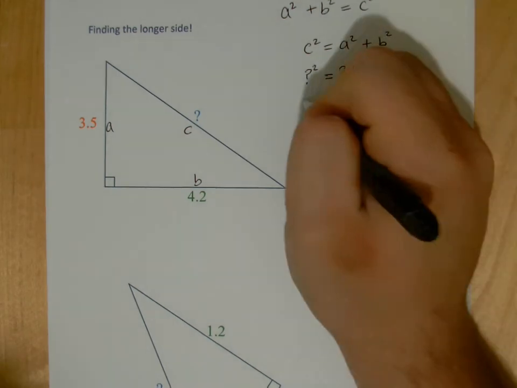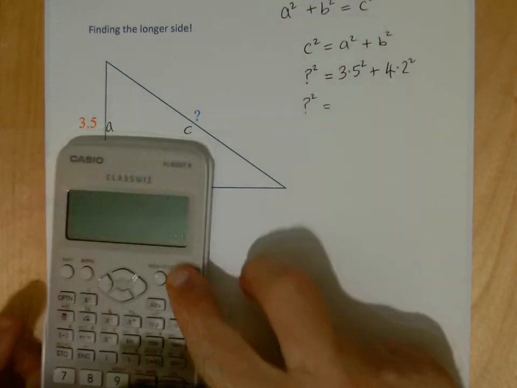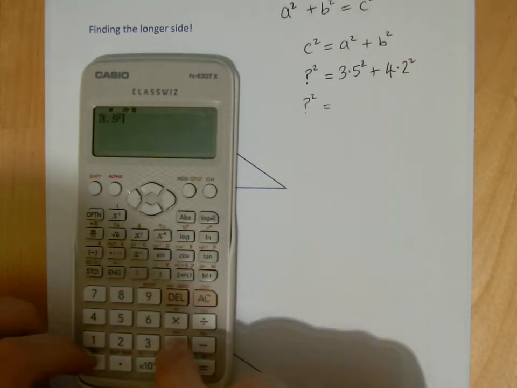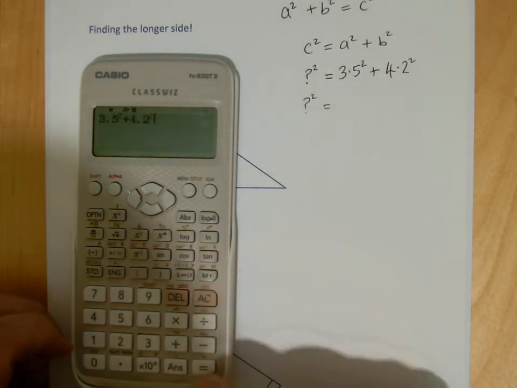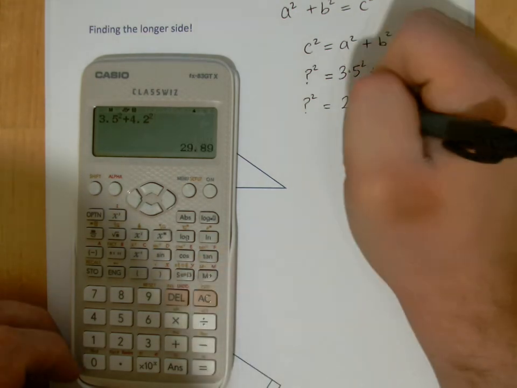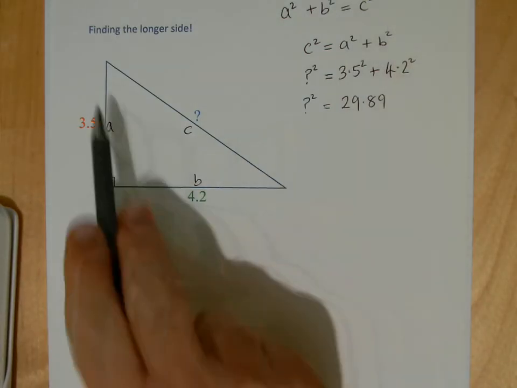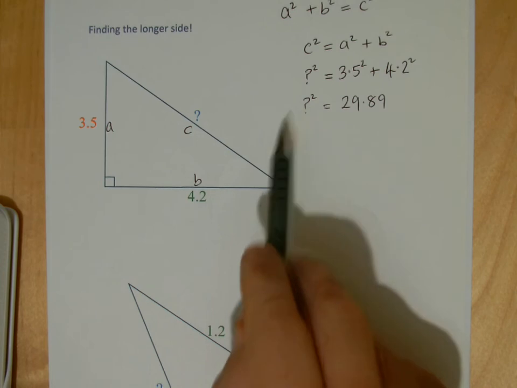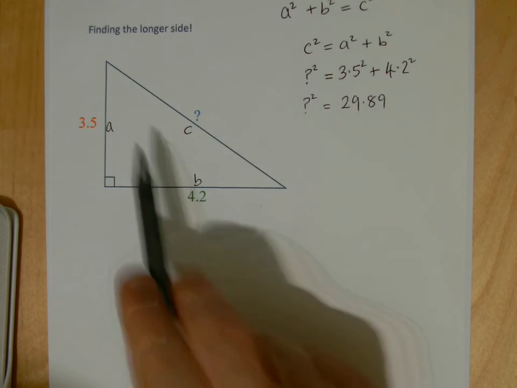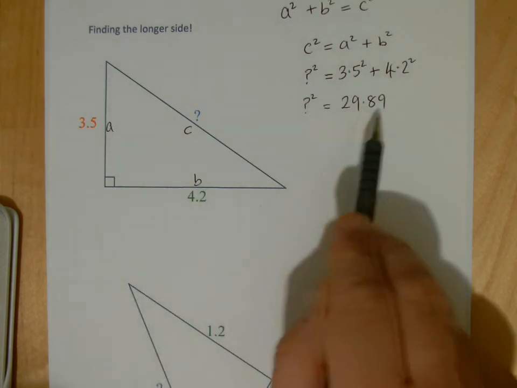Okay, so what we can do now is get our calculator and work this out. We can actually do that in one go. So we could do 3.5 squared plus 4.2 squared, equals. So we get fractions, press the SD button, we get 29.89. So that's what this longest side, which is question mark, is going to be. We don't know what it is, but the square of it is equal to that. So the length of this isn't 29.89, the square of it is equal to 29.89.